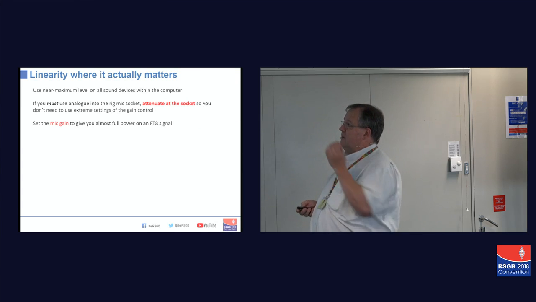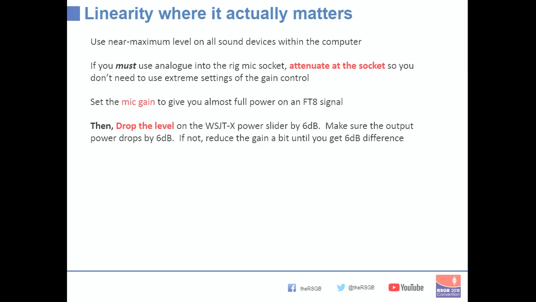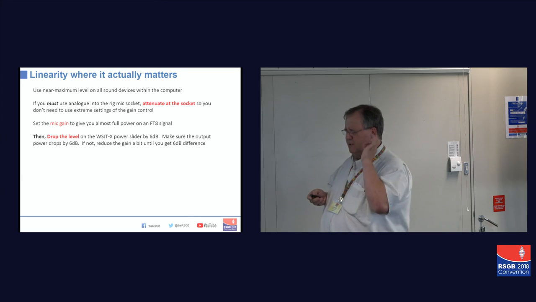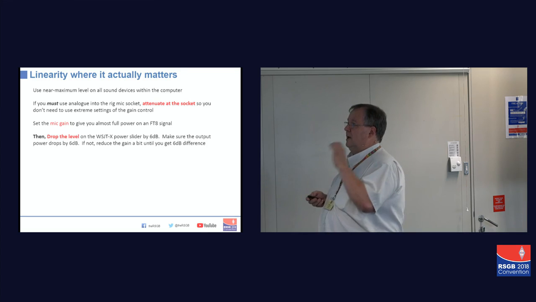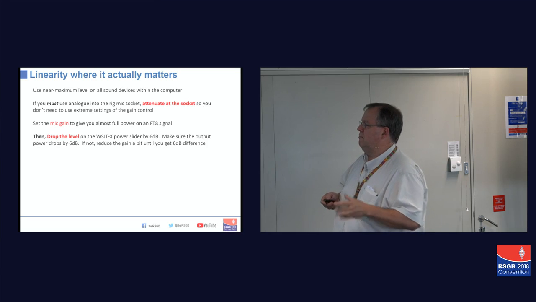So, linearity, I would say use maximum level on all the sound devices within your computer. So anything that is actually a sound device in the computer, set it to within maybe 4 or 5 dB of maximum. You don't want anywhere where any noise can get in later on. Set the mic gain on your rig so that you're attenuating at the mic socket. So you've got a nice big fat signal going in, attenuate at the mic socket if you really must use the mic socket. And then set the mic gain to see if you can get full power on FT8.